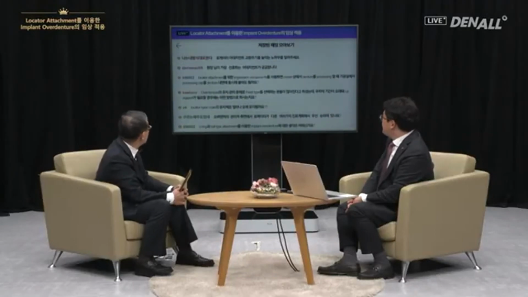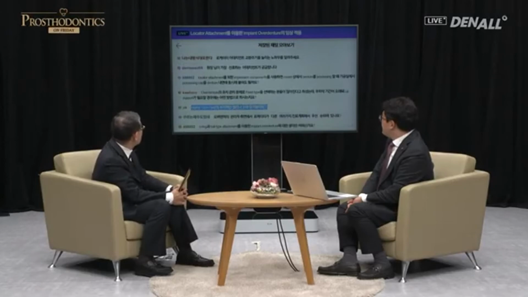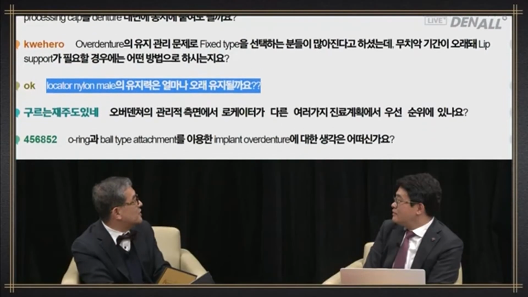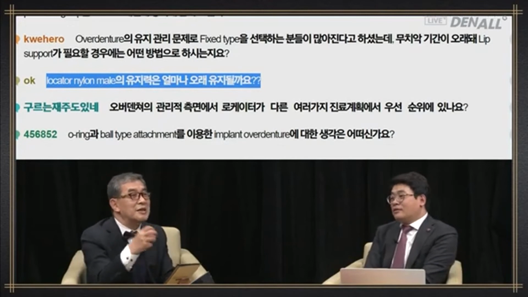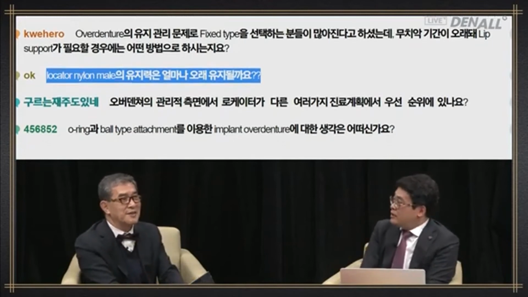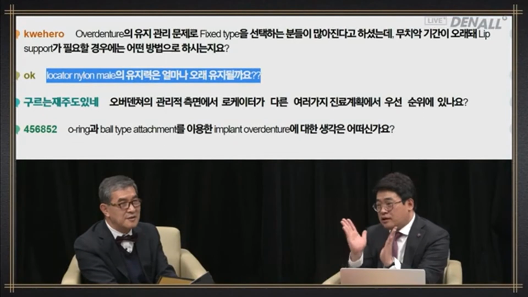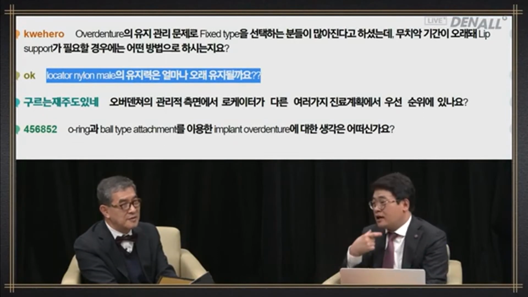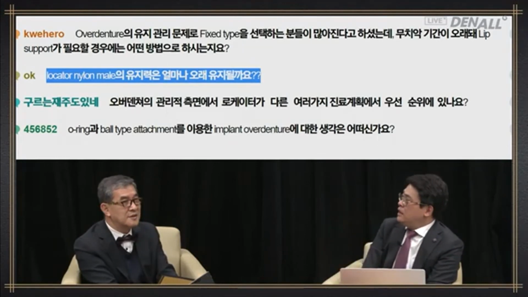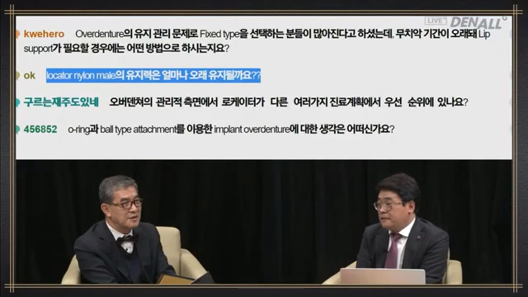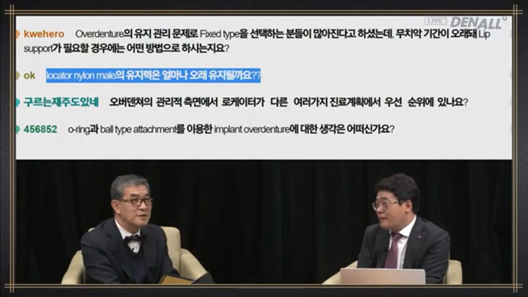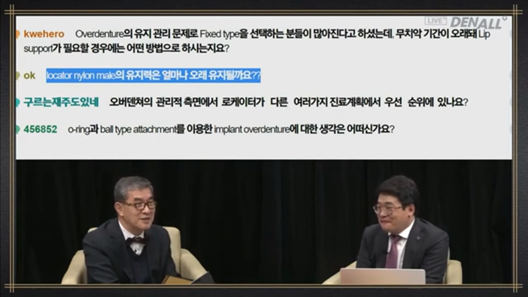The next question. How long will the locator nylon be maintained? How often do we need to change it? I think this is in line with the question before. The variation between patients is very severe, and it also depends on implant placement, position, and the way the patient wears it. If all conditions are the same, I think it can be retained up to 1.5 years. Vendors normally recommend replacement every 6 months. Yes.